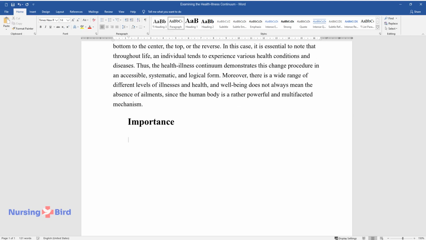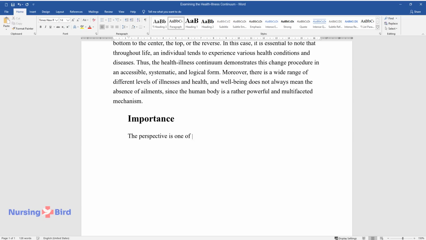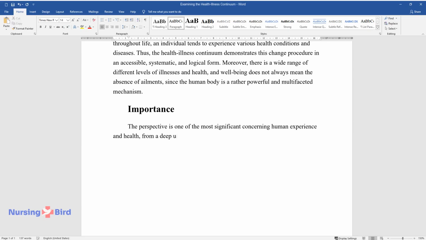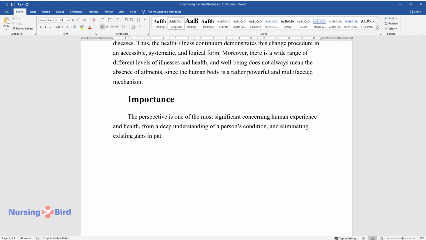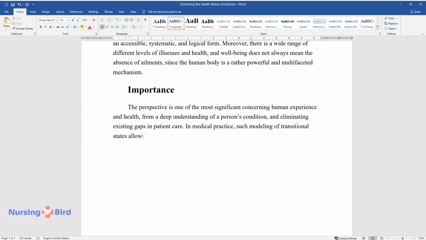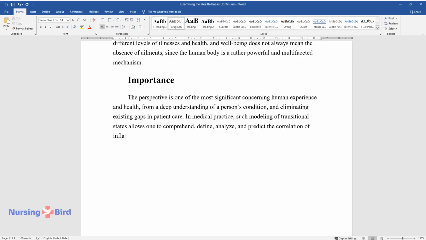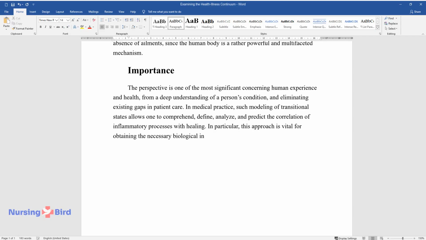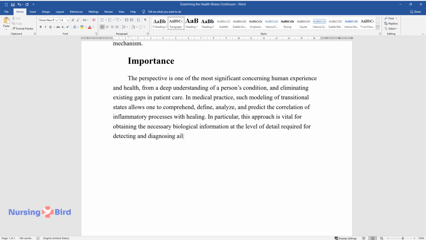Importance. The perspective is one of the most significant concerning human experience in health, from a deep understanding of a person's condition, and eliminating existing gaps in patient care. In medical practice, such modeling of transitional states allows one to comprehend, define, analyze, and predict the correlation of inflammatory processes with healing. In particular, this approach is vital for obtaining the necessary biological information at the level of detail required for detecting and diagnosing ailments.